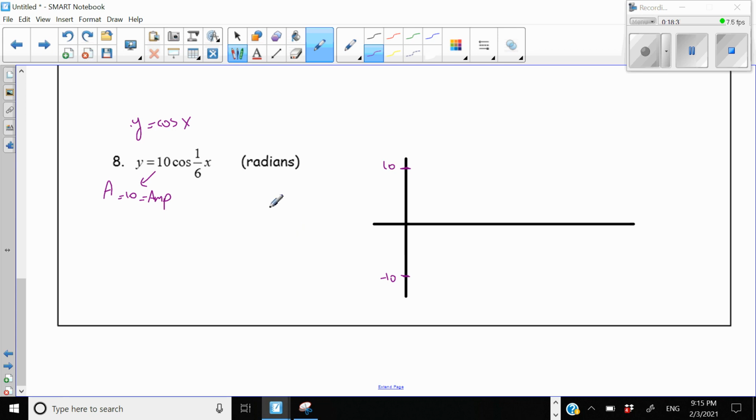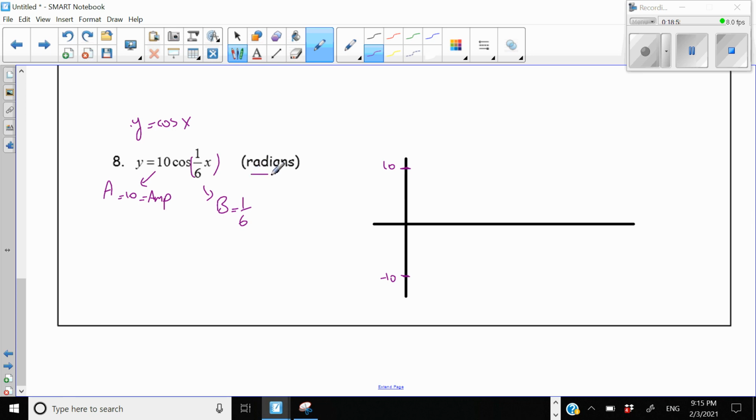Amplitude of the function. Next, I am multiplying my function by a number, I mean the theta value or the x value, by a number. This is the b value. B is equal to 1/6. Using the b value, I can find the period of the function.